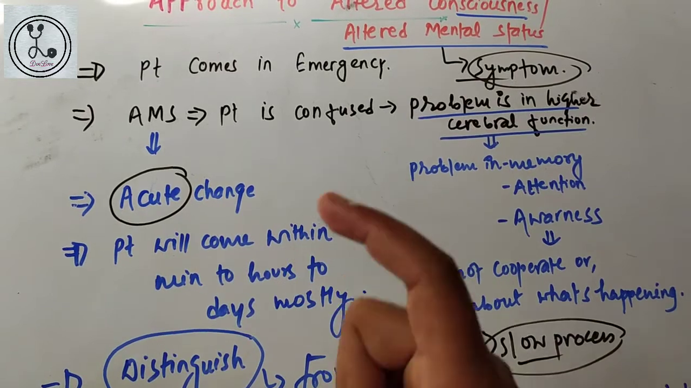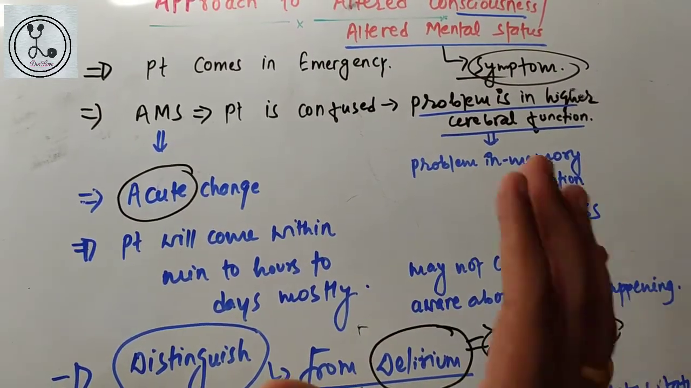So I think you now know what altered mental status is and what the difference is between delirium and altered mental status.